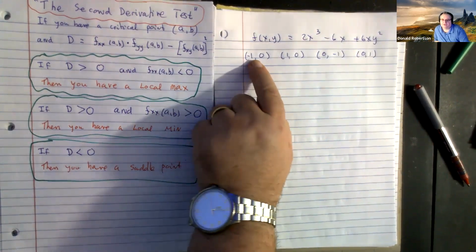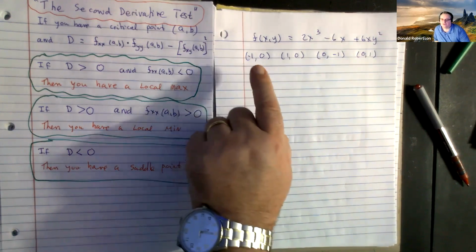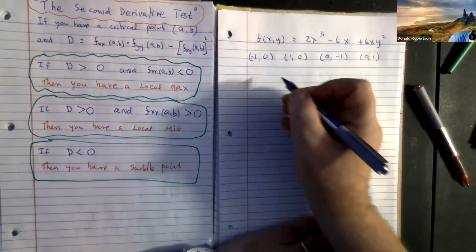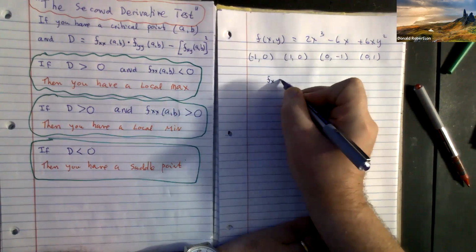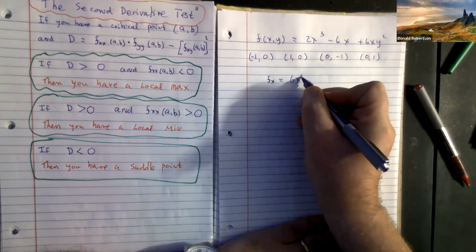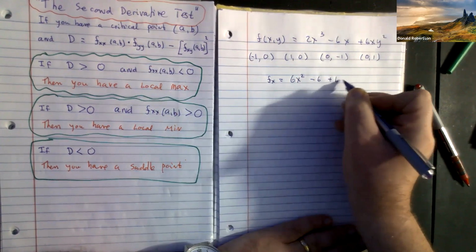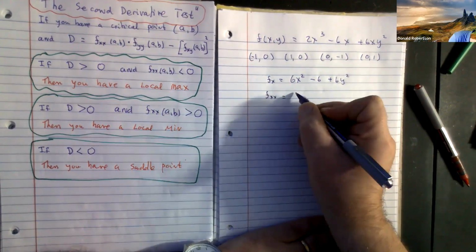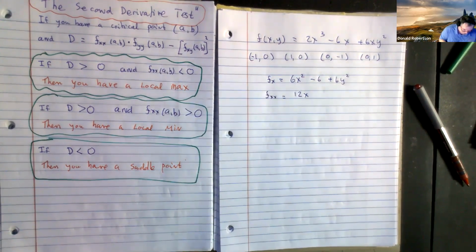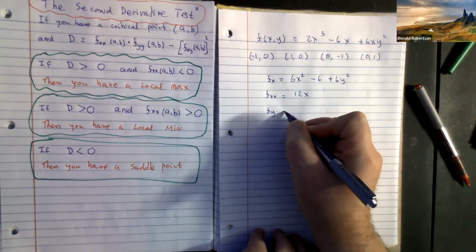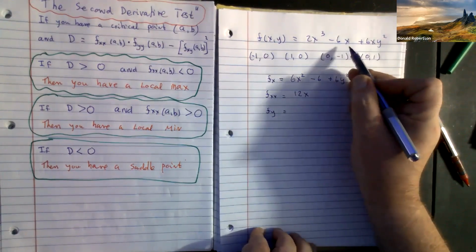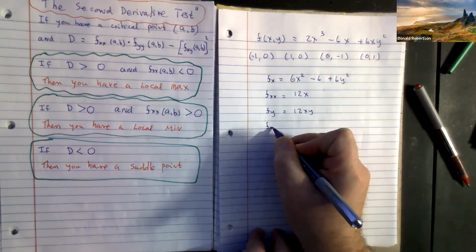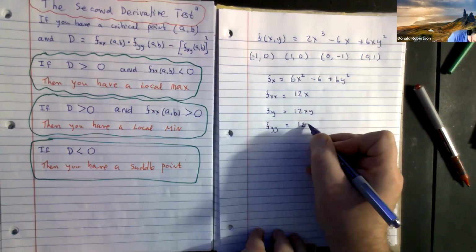And we are going to test each one of these to see if there's a local max, a local min, or a point of inflection. So, the partial derivative with respect to x is 6x squared take away 6 plus 6y squared. If you do the second derivative, you just get 12x. If you do the partial derivative now with respect to y, what do you get? Nothing, you get 12xy. And if you do y a second time, you get 12x.